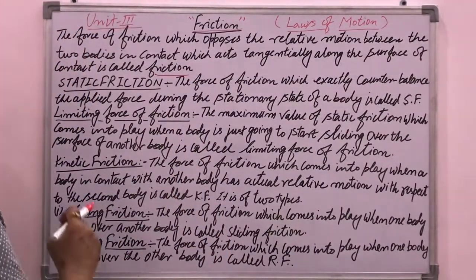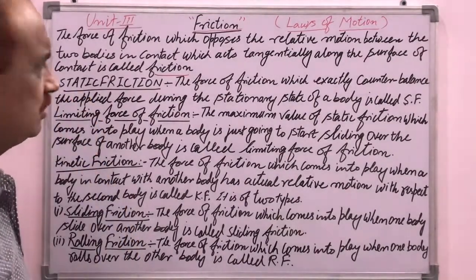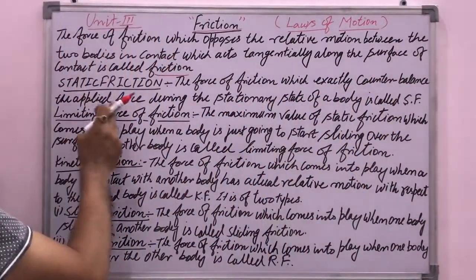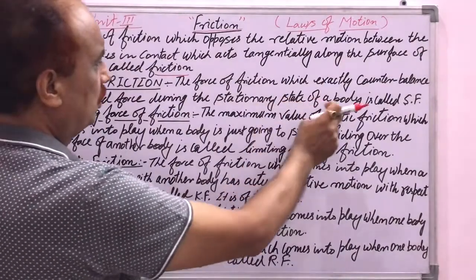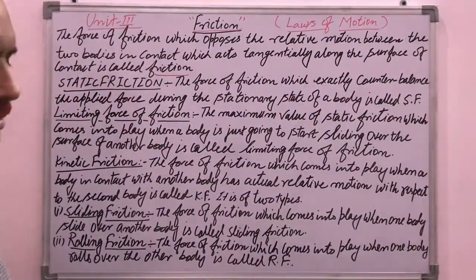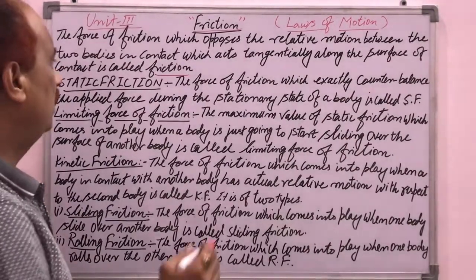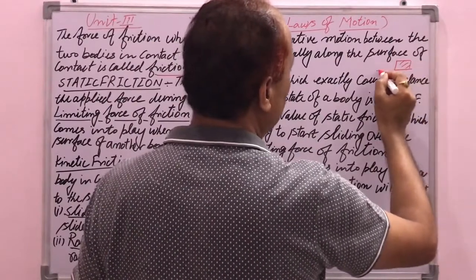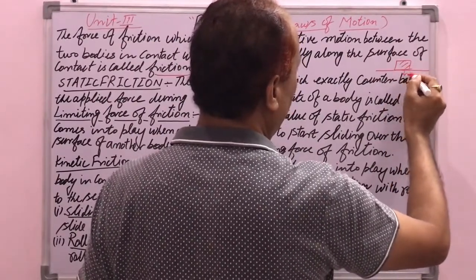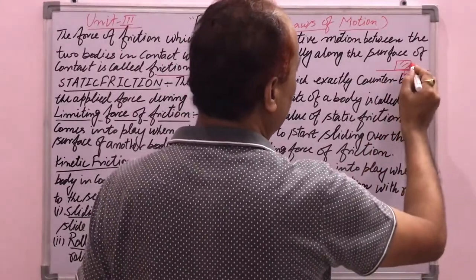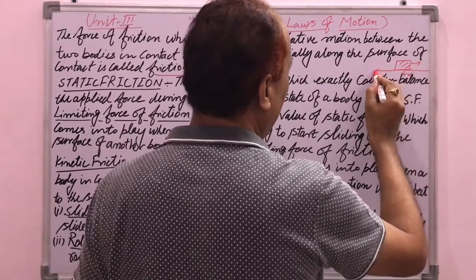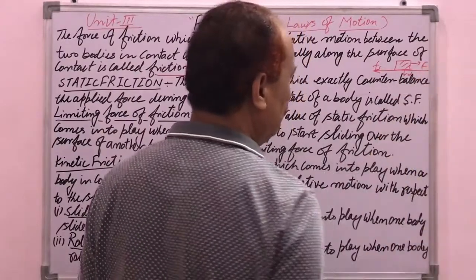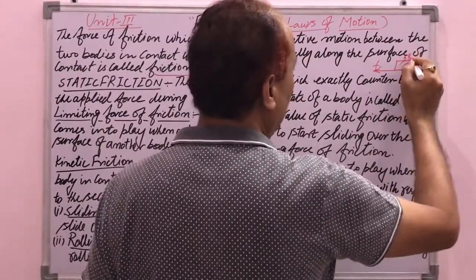Now the next thing is static friction. Static friction means the force of friction which exactly counterbalances the applied force during the stationary state of a body. Suppose a body is placed on a surface, so the weight W is acting in the downward direction. Suppose this is the direction of motion of the body, so the force of friction Fs acts in the backward direction, and the applied force acts in this direction. The normal reaction acts in the upward direction.